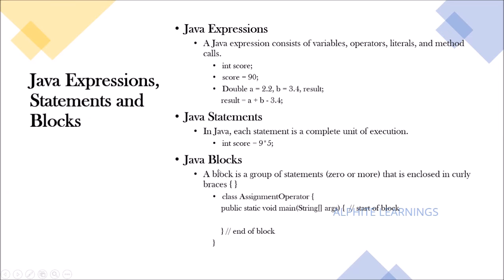Next comes the Java block. Java block is nothing but whatever code goes inside two curly braces, which you call a block. For example, we have one class, assignment operator, with an open curly brace and a close curly brace. We call this a class block or assignment operator block.